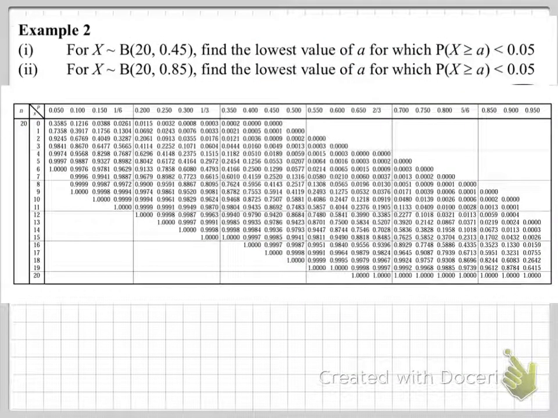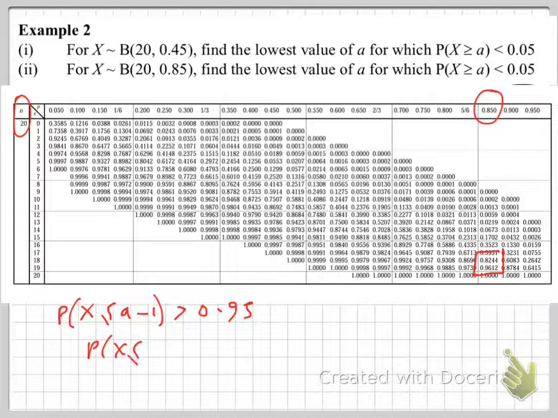Okay, for example part 2, you might want to have a go at this. So we've got n equals 20, 0.85, and you're looking at something which is greater than 0.95, and so we're looking at this region here. And so we've got effectively the same equation. We want the probability where x is less than or equal to a minus 1 is greater than 0.95. And so we have two options. We've got probability x is less than or equal to 18. In fact, it gives us 0.8244.